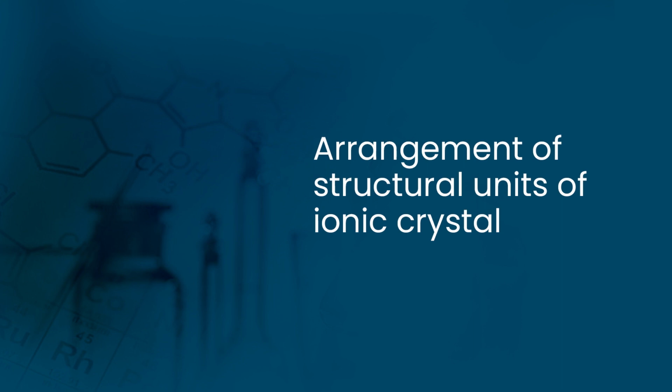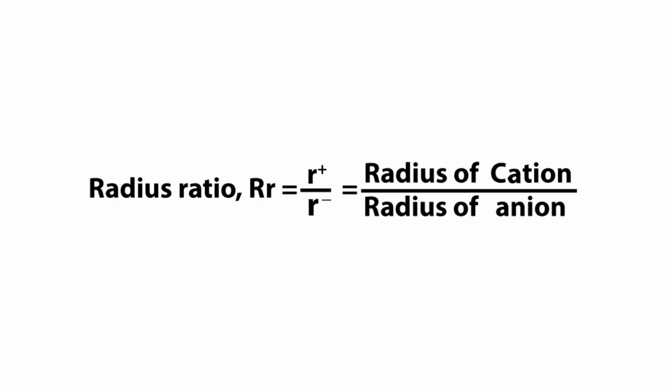Next, we shall see the arrangement of structural units of ionic crystals. Here, a quantity called radius ratio plays a significant role in determining the structure of ionic solids. For an ionic solid, the ratio of the radius of the cation to that of the anion is called radius ratio. The structure of many ionic solids can be accounted for by analyzing the relative size of the positive and negative ions. We may use simple geometric calculation to determine how many ions of a particular size can be in contact with a smaller ion. As a result, we can predict the coordination number based on the ion size.